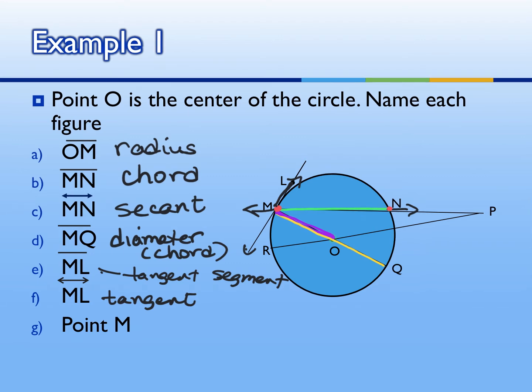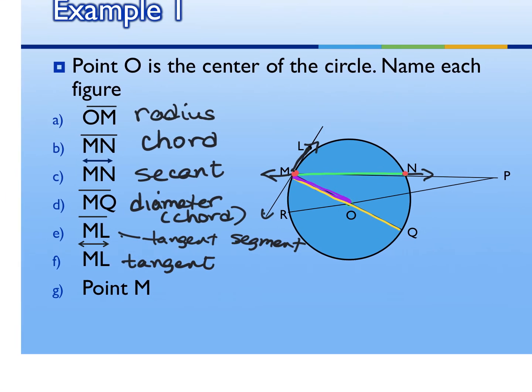So if it doesn't have arrows, it'd be tangent segment? Correct. And then point M is your point of tangency. It's where that tangent line is touching the circle or intersecting your circle. Now, there's also secant segments, but in this particular case, if I would have said MN, we've already identified MN as a chord.